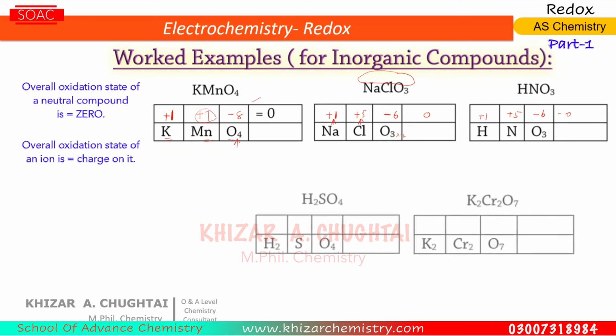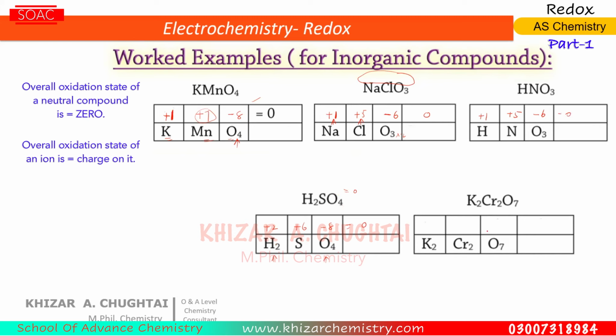Now come towards 2 other molecules, H2SO4. Again, we are sure about hydrogen, we are sure about oxygen. Oxygen is equal to -8, 4 into -2, and hydrogen is equal to +2. So overall, there is no charge on this molecule, so the sum must be equal to 0. So I'm writing +6 over here. So this sulfur is having +6.